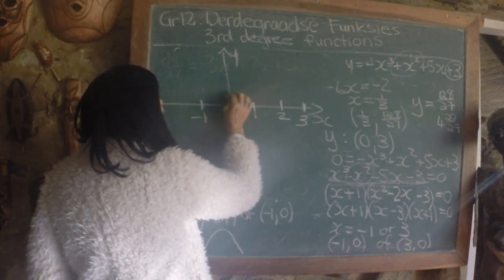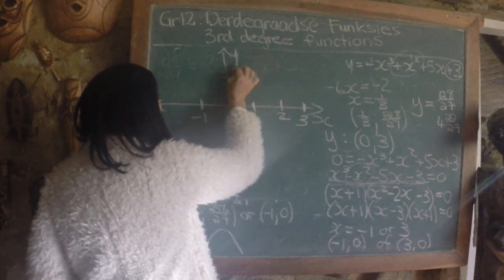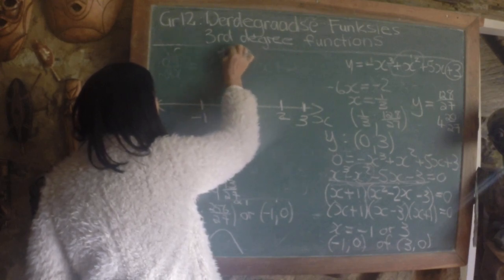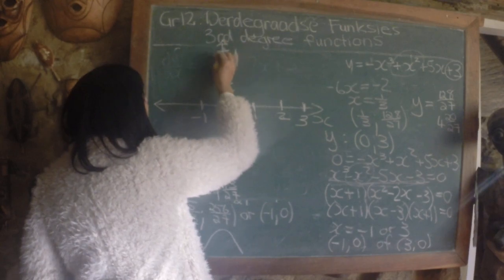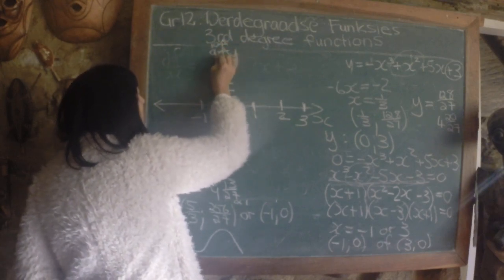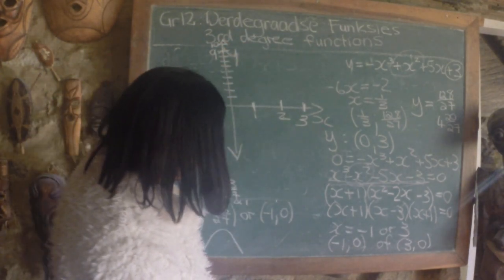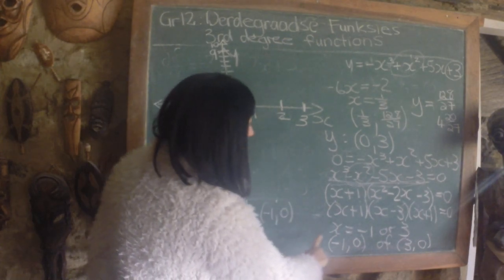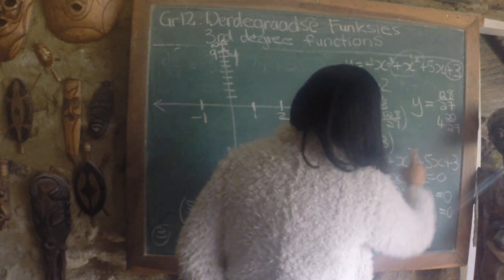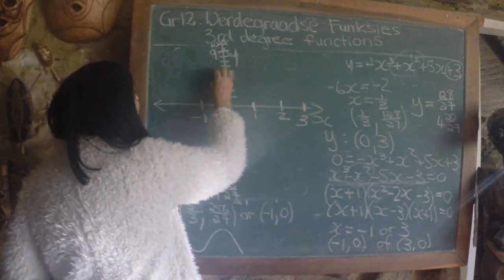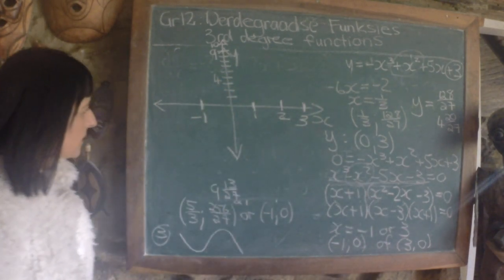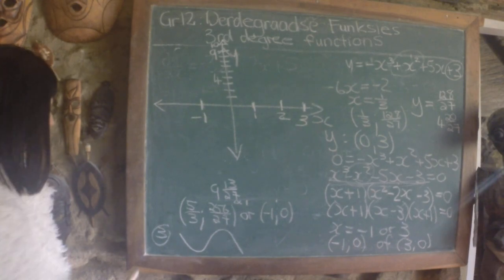So we can go 1, 2, 3, 4, 5, 6, 7, 8, 9 and 10. There's 9 and there's 10. Okay. And on the y-axis, another one, the point of inflection, we've got the 1, 2, 3, 4 over there.